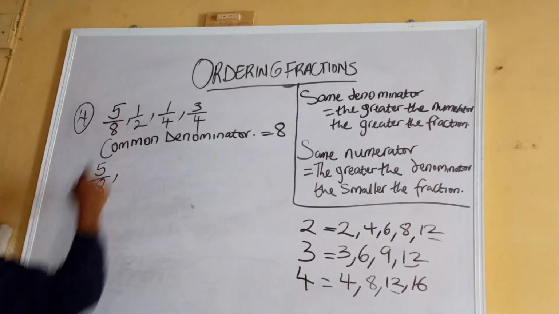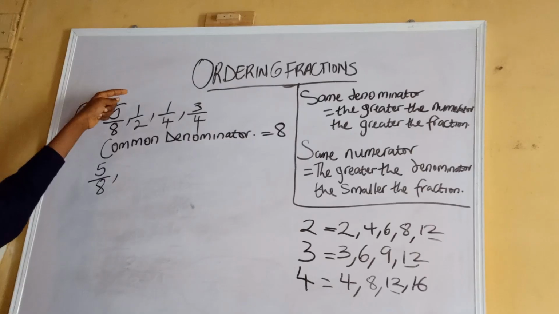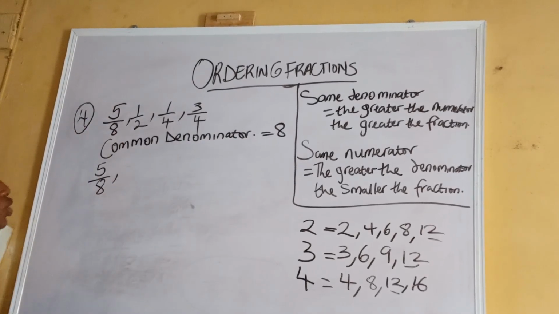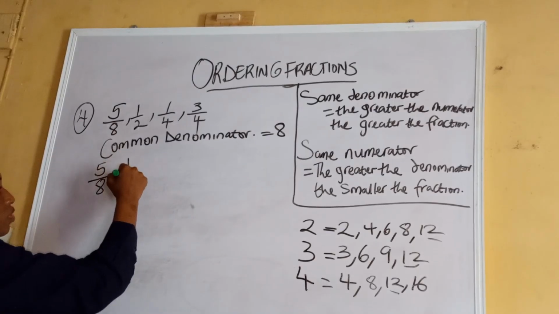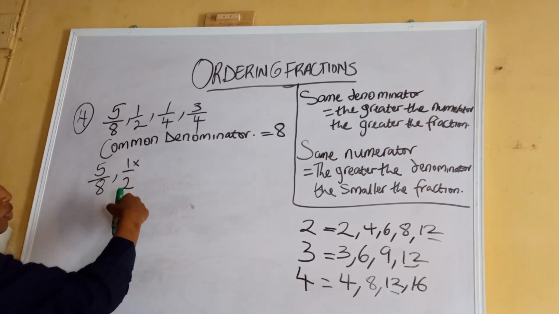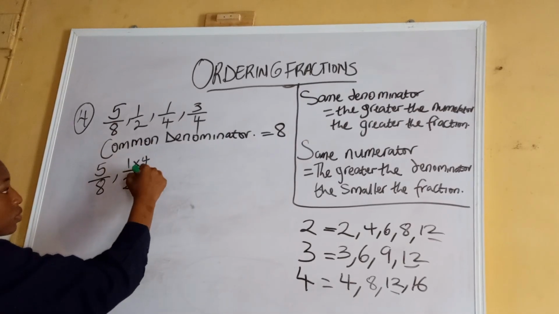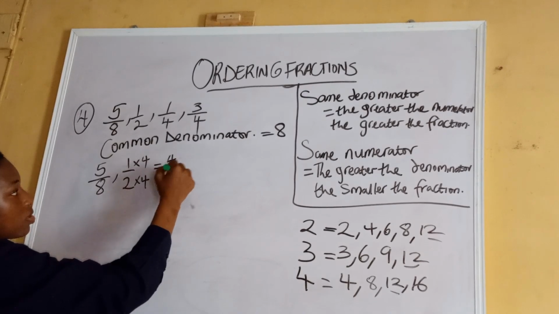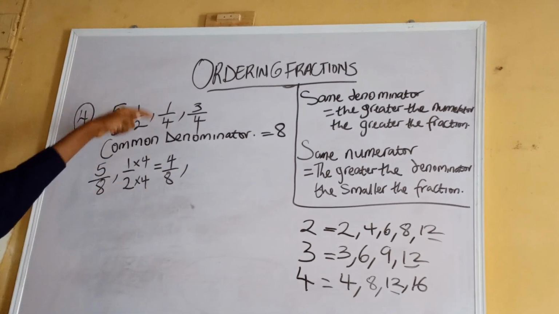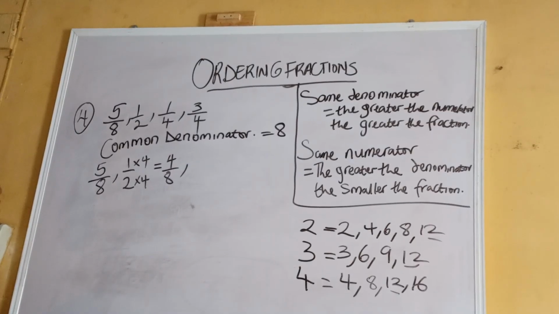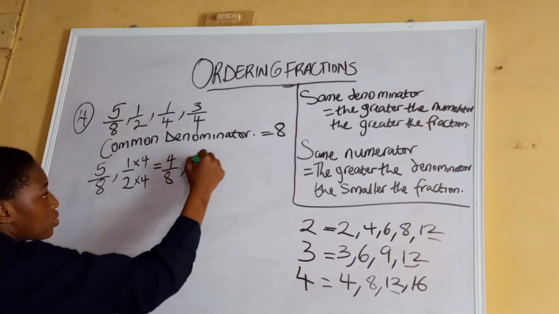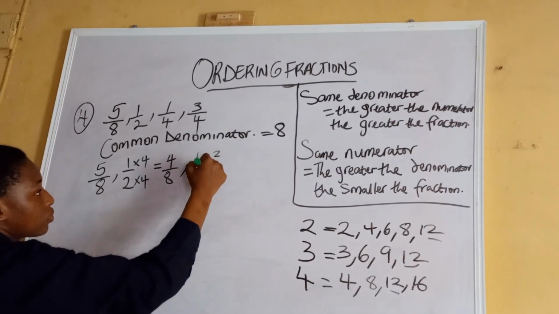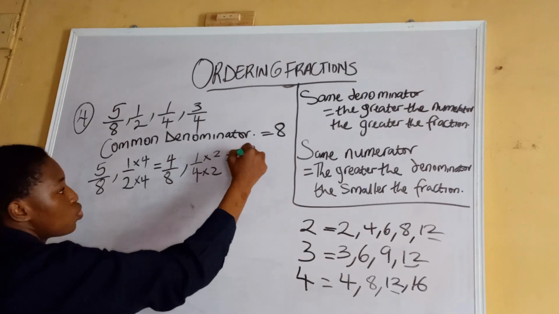Now for 1 all over 2, what number will you multiply the numerator and the denominator by that will make your denominator 8? You can have 1 all over 2 times 4. So you're multiplying this by 4. That will be 4 over 8. And then for the next one, 1 over 4, the equivalent fraction will be what? Which is 2 all over 8.